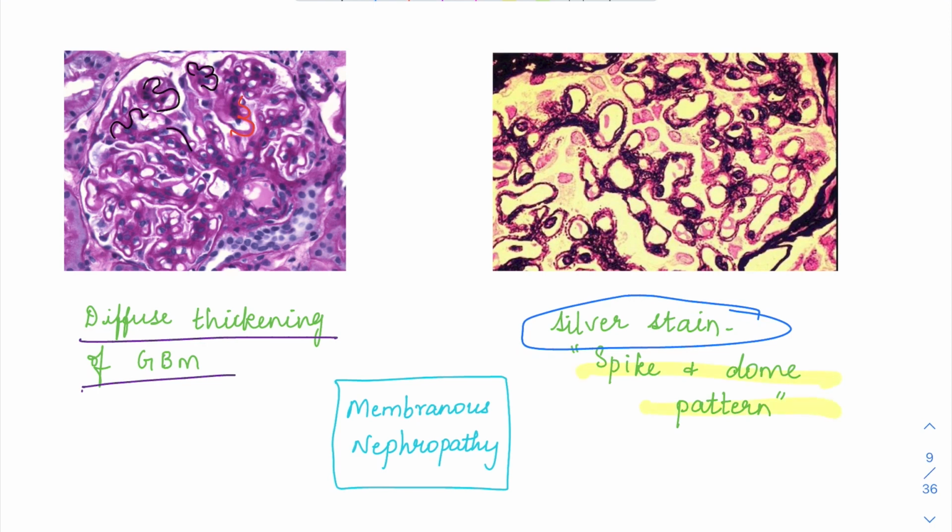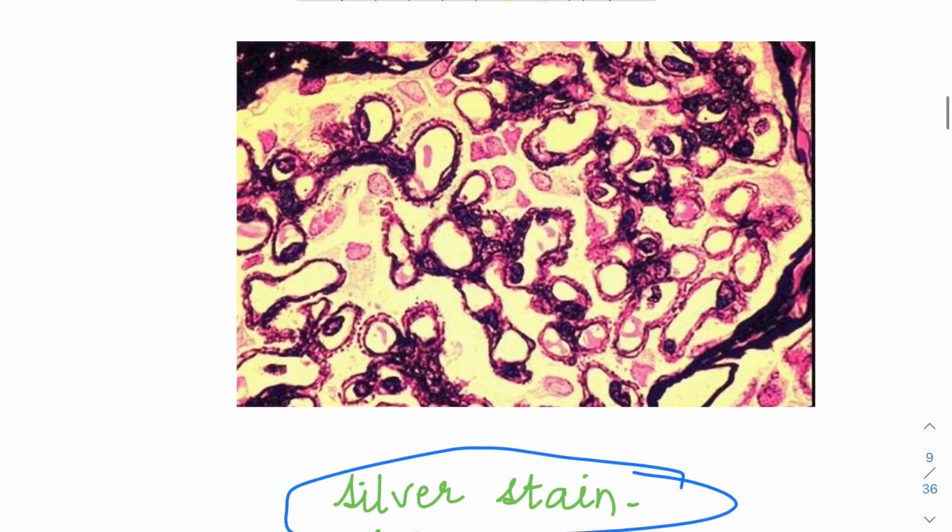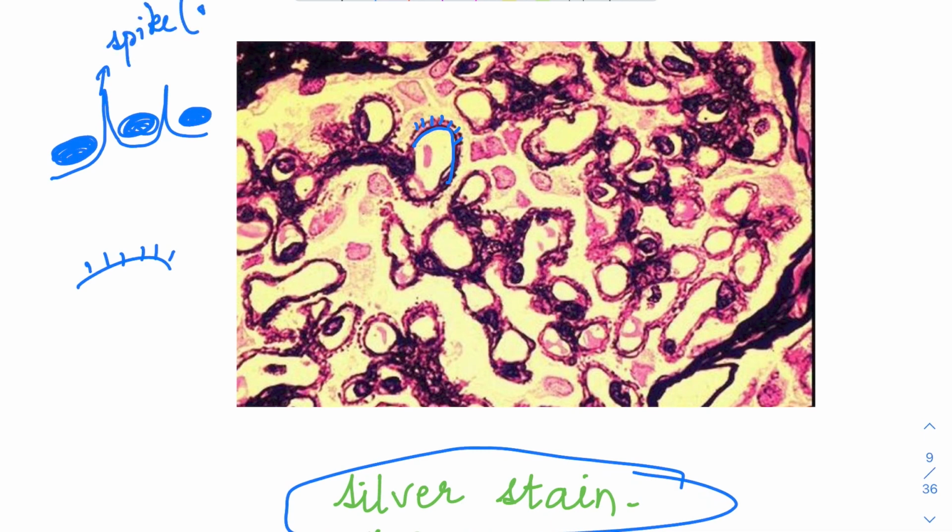In this image, I'll zoom it. This is the glomerular basement membrane, and on that, it looks something like this, right? This is called the spike and dome pattern. What happens here is that there is immune complex deposition, and the membrane will appear like this. In between the immune complexes, the membrane is going to protrude up, and this appears as a spike and dome pattern. The spike here will be the membrane actually, and the dome will be the immune complex.